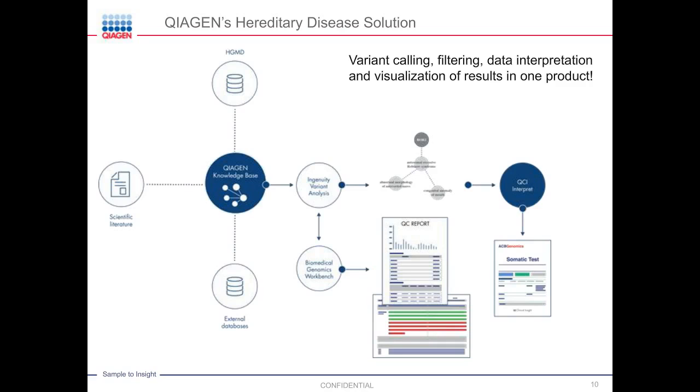Then the visualization is happening in Biomedical Genomics Workbench in an interactive genome browser, where you can validate your results. So you can jump back and forth between the software pieces. And when you are happy, then you can report them into QIAGEN Clinical Insight Interpret, where they get also classified in pathogenic and benign, and you get a clinical report out. So this is a software solution which enables not just the variant calling, but also the filtering, the data interpretation, and the visualization of results, and the reporting in one product. And this is the only one which currently exists like that in the market.